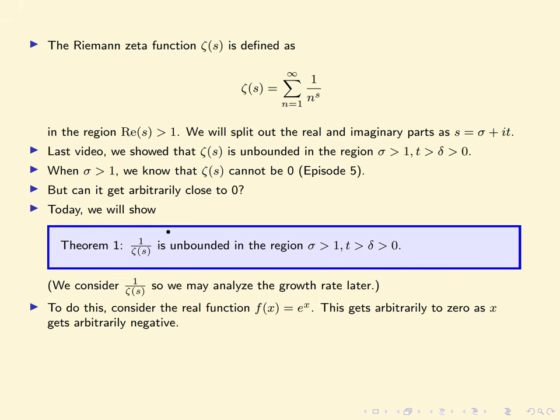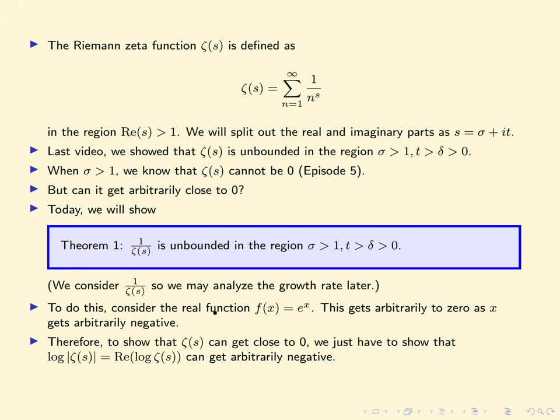And the basic idea is that if we consider a real function f of x equals e to the x, then this function gets arbitrarily close to 0 as x gets arbitrarily negative. And we're going to do the same thing but for a complex function. So to show that zeta of s can get close to 0, we just have to show that the log of the absolute value of zeta of s, which is equal to the real part of the log of zeta of s, can get arbitrarily negative. So if we can show that this real part of log of zeta of s can get arbitrarily negative, then we'll have shown the theorem.